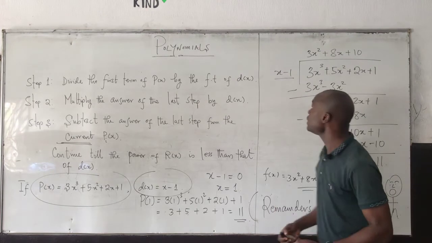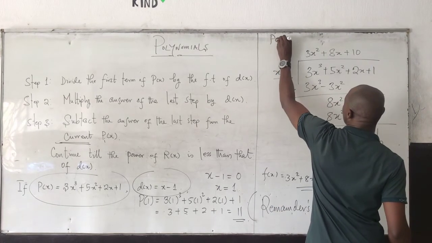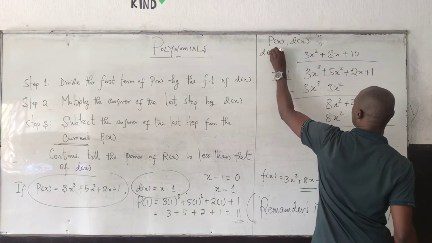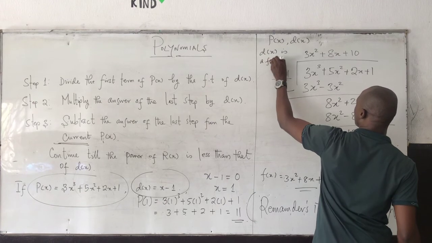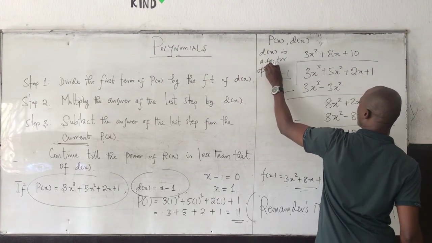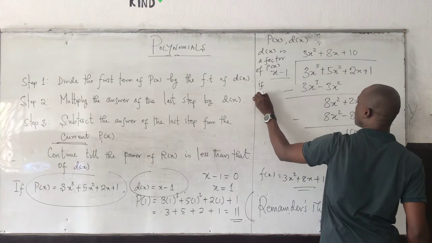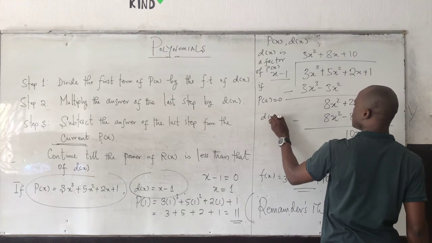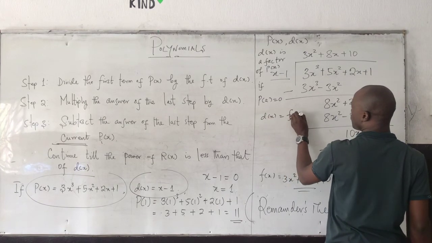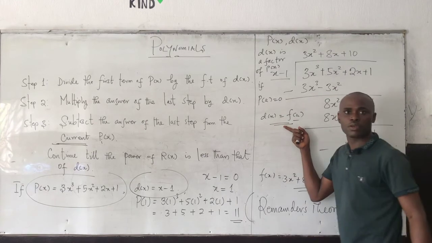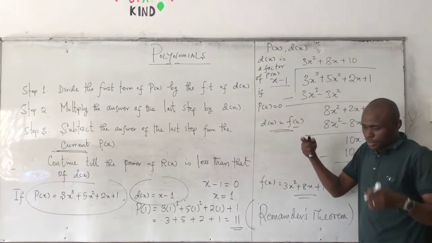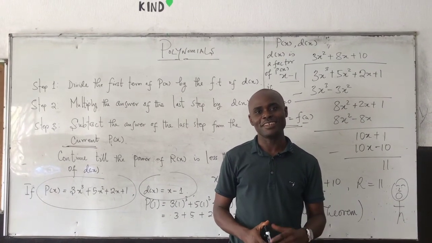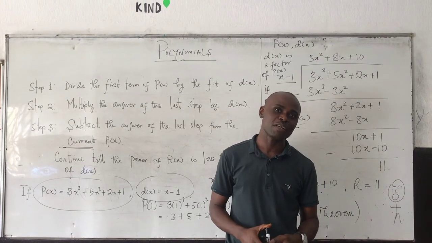So the factor theorem is simply saying that if we have p of x and we have d of x, d of x is a factor of p of x if p of a is equal to 0, where d of x is the same thing as x minus a. That is simply what we're talking about in the factor theorem. That is basically what we can learn in division of polynomials, the factor theorem, and the remainders theorem.